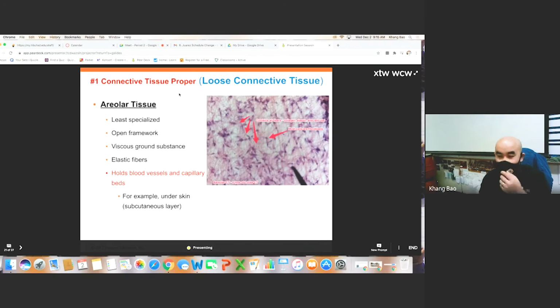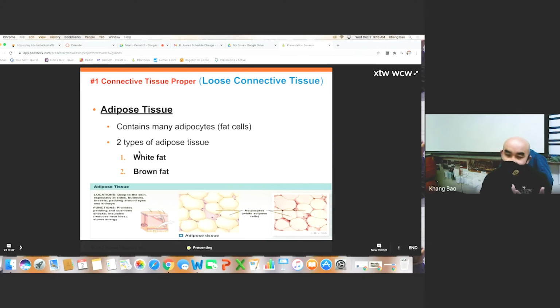Areolar is an example of a loose connective tissue. Their job is to hold blood vessels and capillary beds. Because your connective tissue contains your blood vessels, and areolar tissue is what holds the blood vessels together, and it is underneath your skin. Okay, so I'm going to move fast. And then of course, adipose tissue would be fat, right? So it's also an example of loose connective tissue.